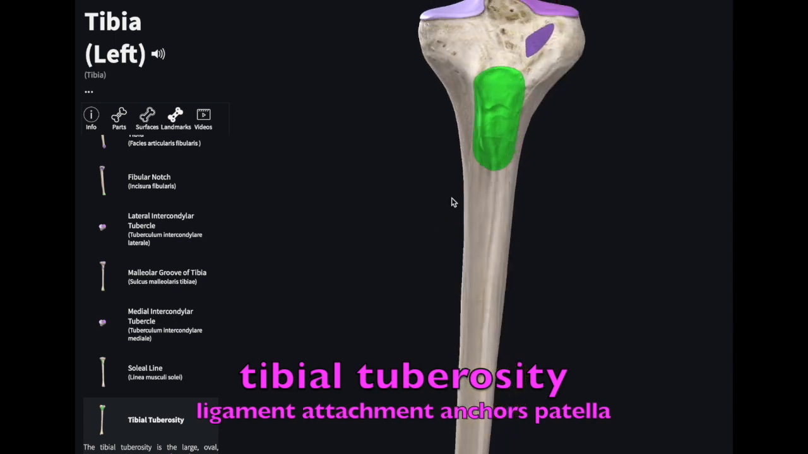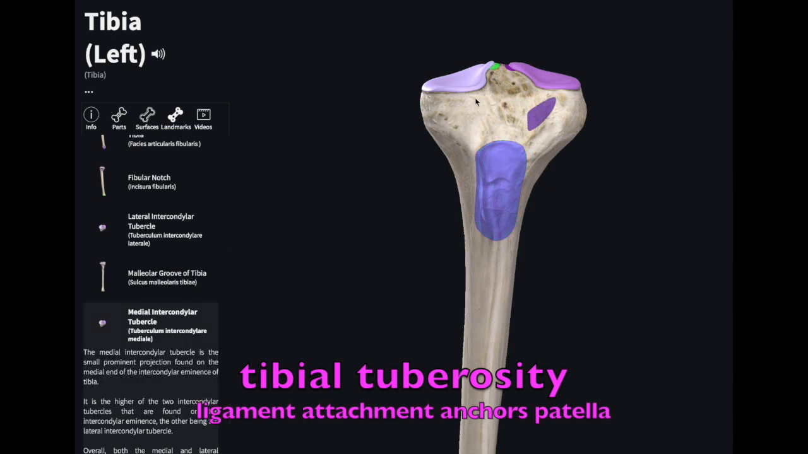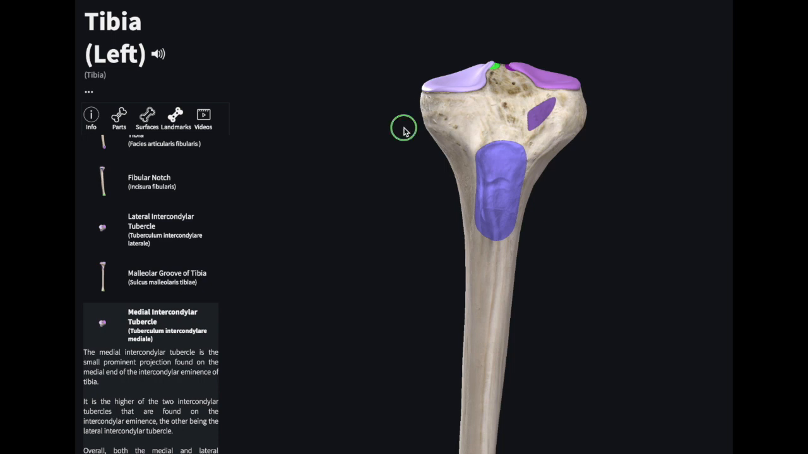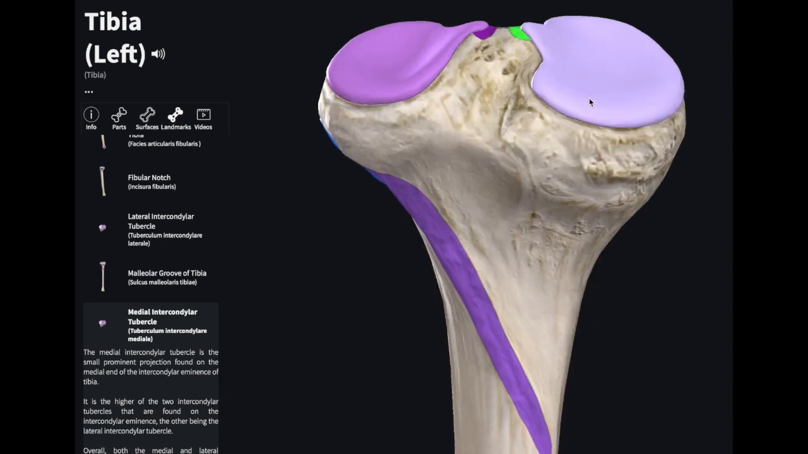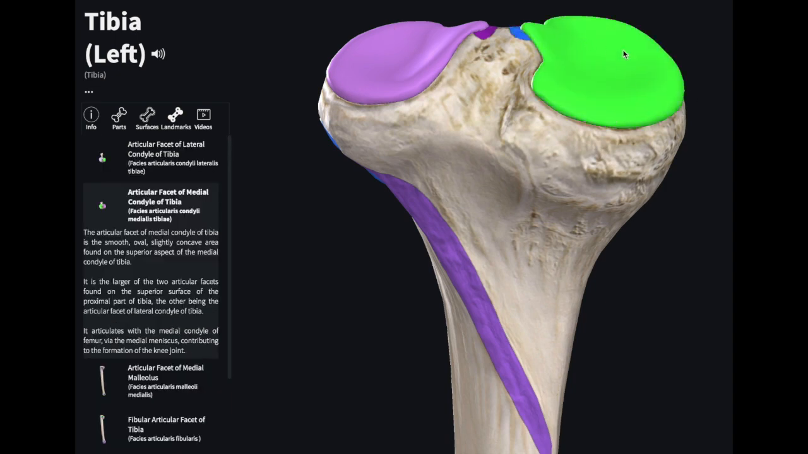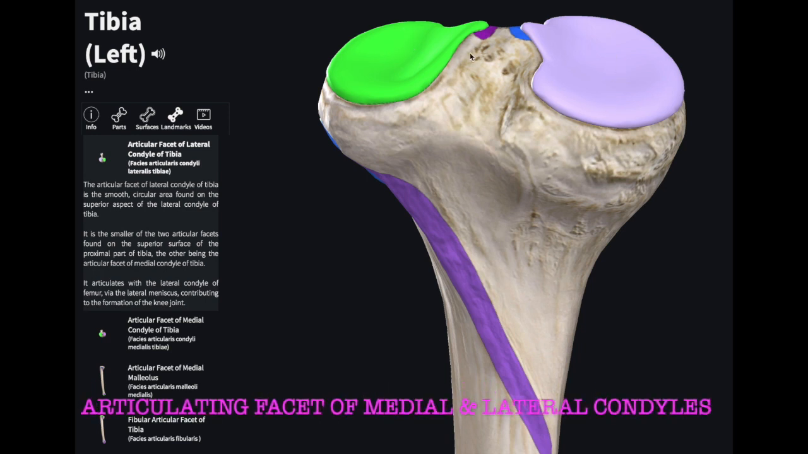All right, and then just above this, we have two facets. This will be some additional cartilaginous material or padding that sits on top of our tibia. This is the medial facet, and this is the lateral facet. This is going to be the site where your femur will sit. The two condyles of the femur will sit here.